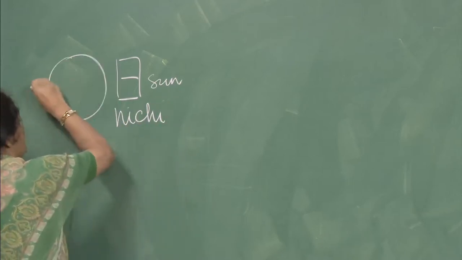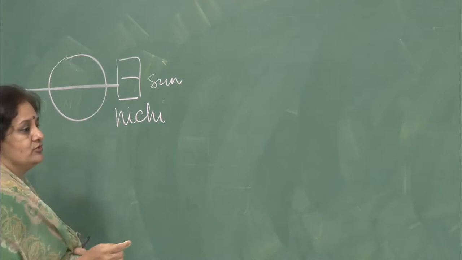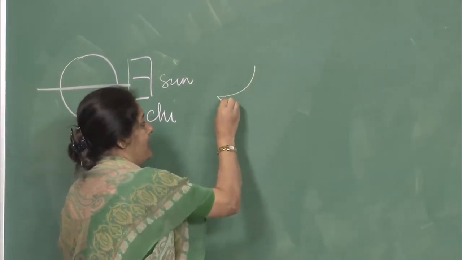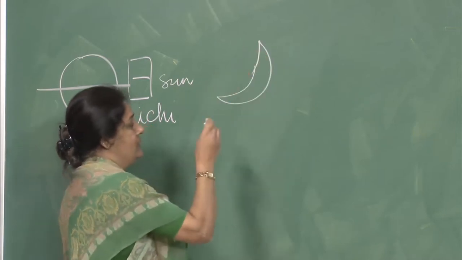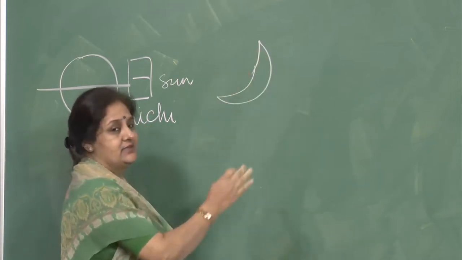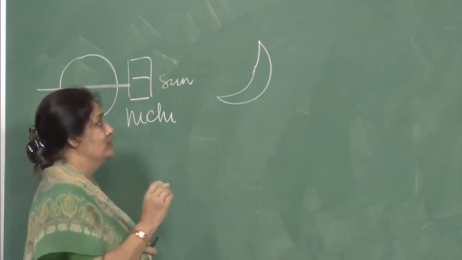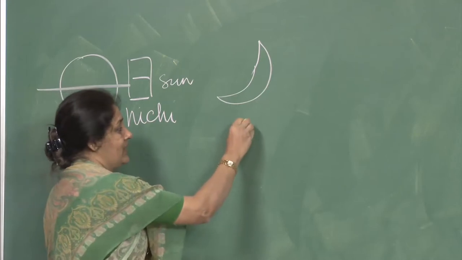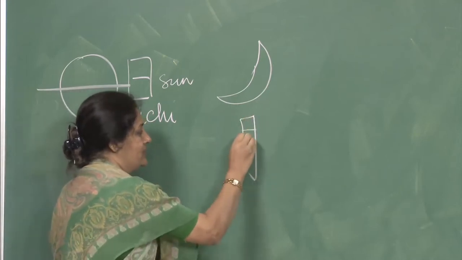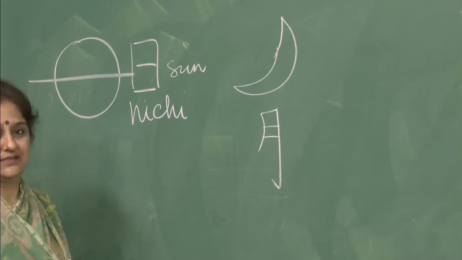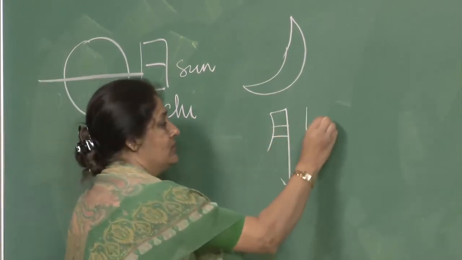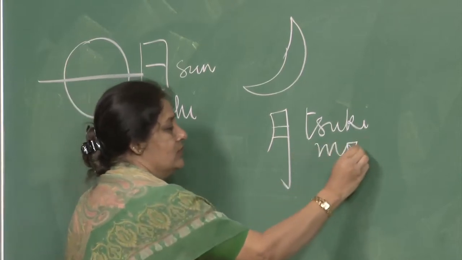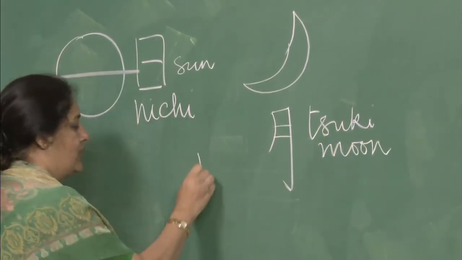It is like this, divided into two, day and night. So well, with the moon, what happens is the moon expands and increases and decreases. Waxing and waning of the moon is there. For that, because it is open, it is not closed, leave the space open and make tsuki like this, meaning moon, tsuki.